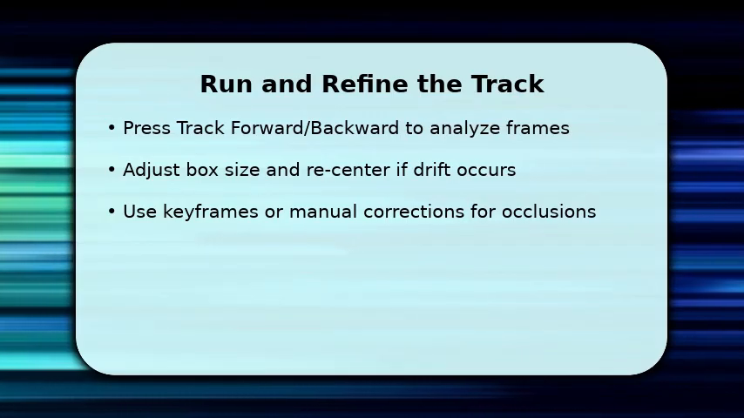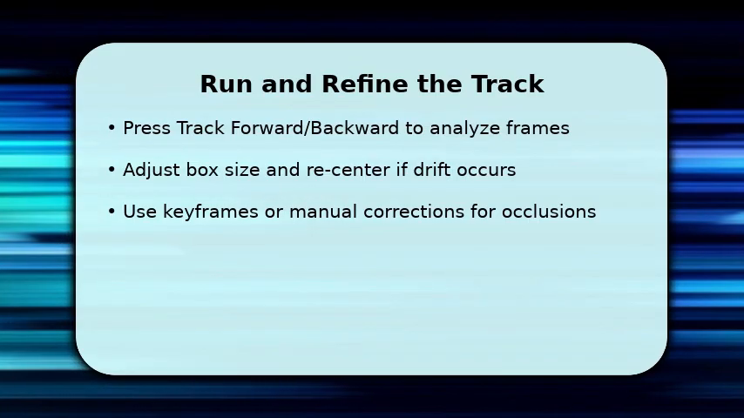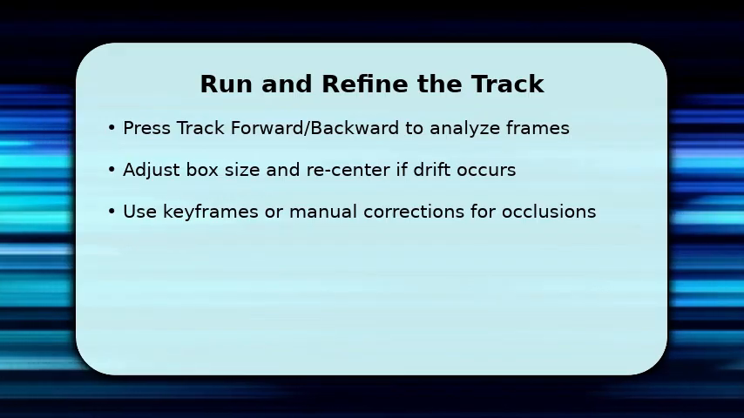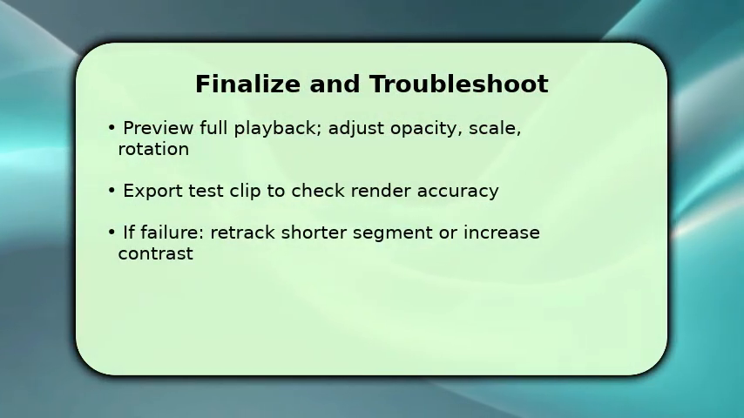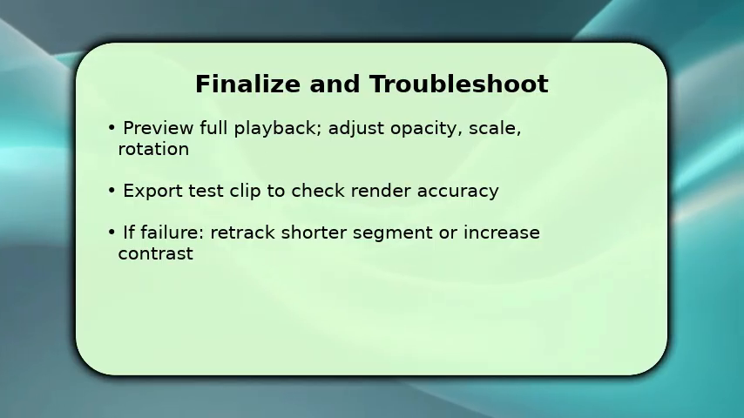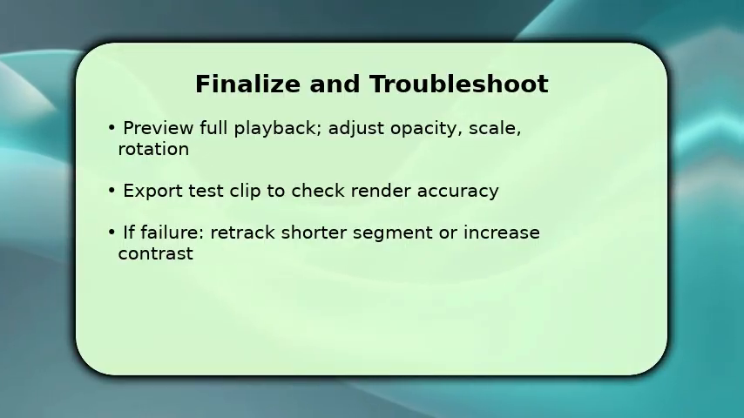points. Once a rough track exists, use manual corrections or add keyframes at problem spots to lock position through occlusions or rapid motion. This step improves stability because automated tracking can fail on blur or similar backgrounds, so you finalize by previewing the whole clip at full playback speed, then fine-tune the attached layer's scale, rotation, and opacity for a seamless blend. Export a short test to verify render accuracy.